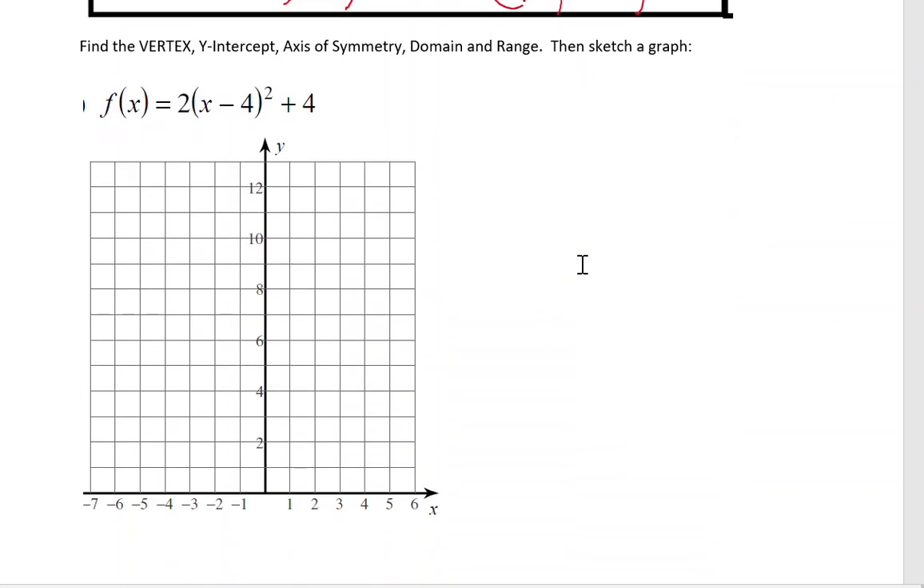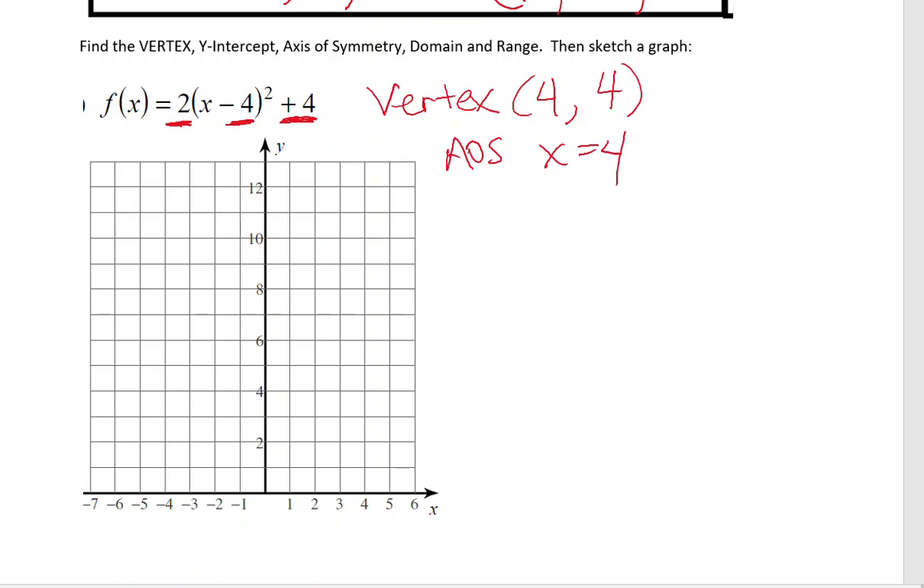Let's do some examples. Here it's in vertex form. The a value is 2, so I know it opens up. The h value is positive 4, and the k value is positive 4. So the vertex is (4, 4), and the axis of symmetry is x equals 4. If we draw that, we have a dotted line on x equals 4, and the vertex is (4, 4). And we know that the parabola opens up because the a value is positive.